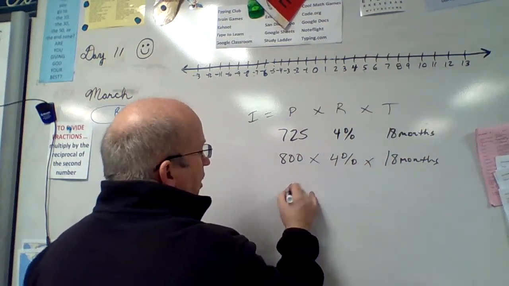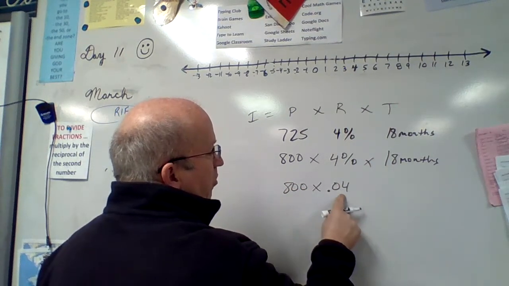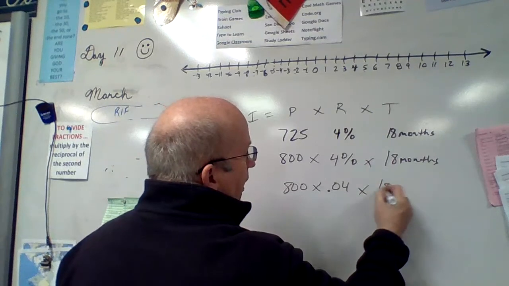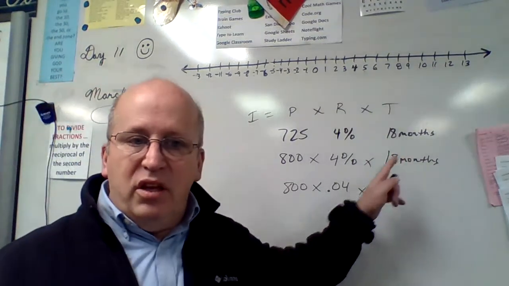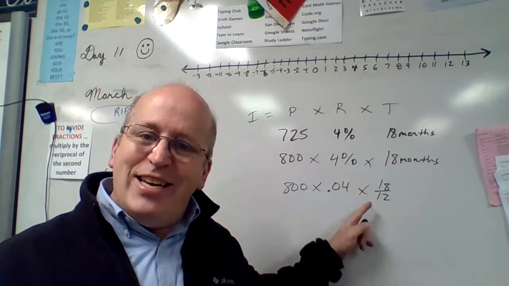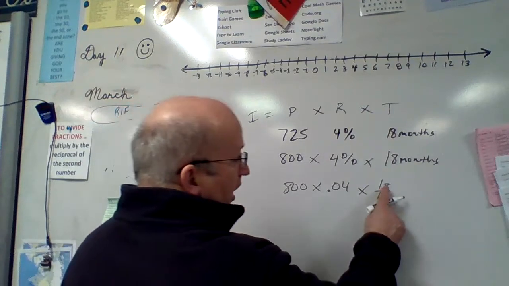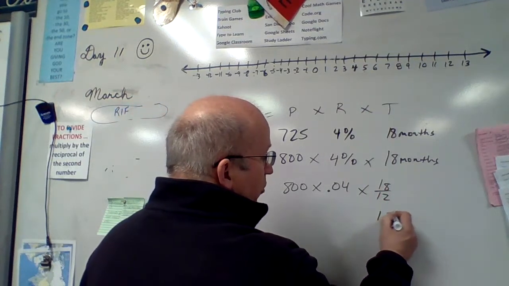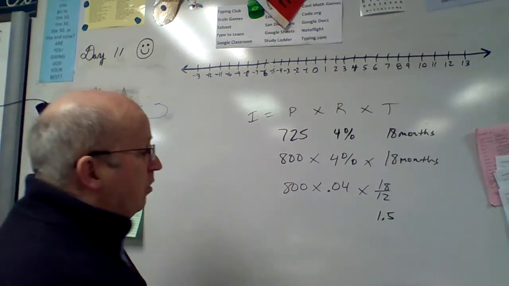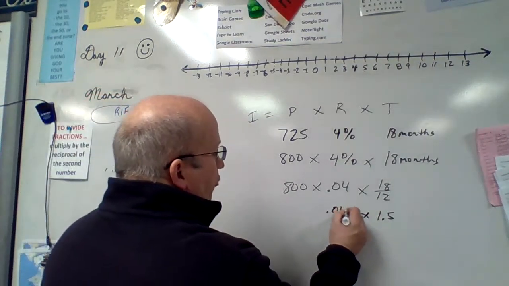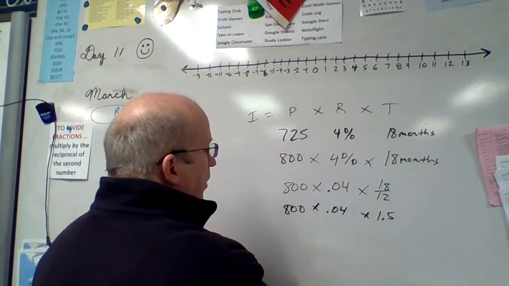Well, I'd take 800 times the decimal version of this, which is 0.04, and I'd multiply that by 18/12. I'm changing months into years by saying 18/12 of a year. If you divide 18 by 12 on your calculator, you're going to get 1.5 years. So now I've changed the months into years, and now I can solve the problem.